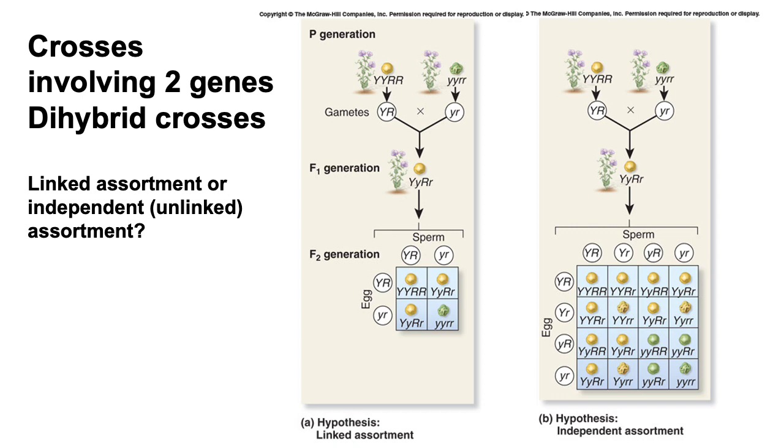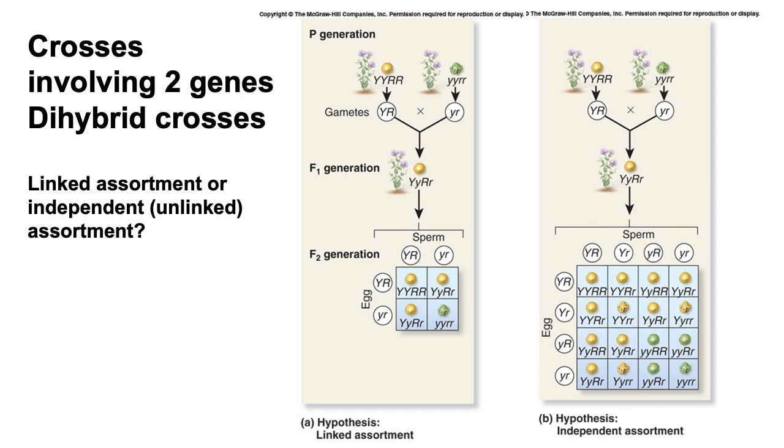And what we've introduced here now is the seed color and shape. And so the dominant trait for seed color is yellow, and the dominant trait for seed shape is round. And so then the recessive is green and wrinkled. And so we're looking at the inheritance of both of those traits in one particular cross.